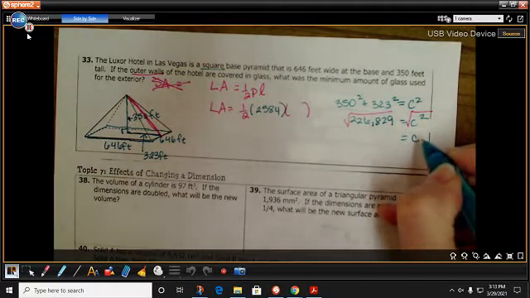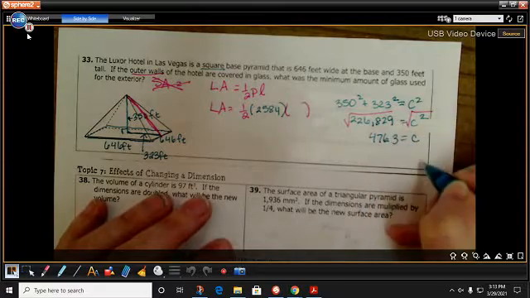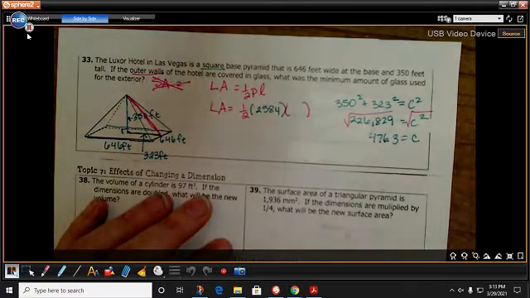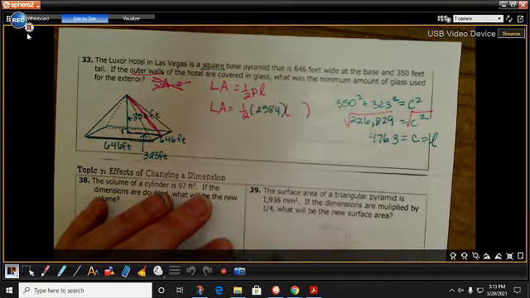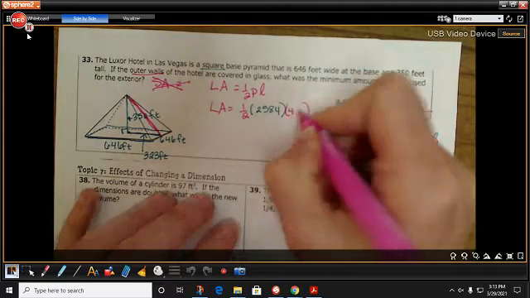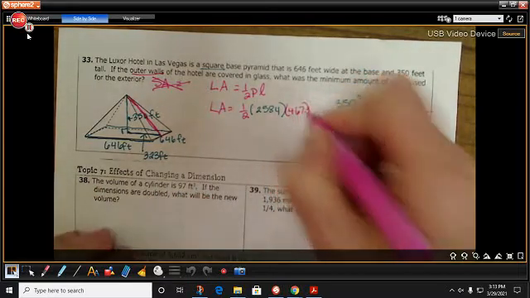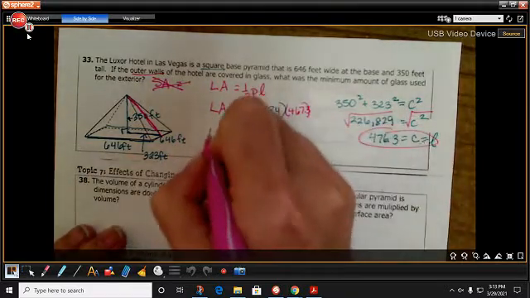And my c comes out to be something like 476.3-ish for that slant height. And so that's the slant height I need in my formula. So I'm going to come over here and go, okay, this is my slant height, so 467.3. And that's now in my lateral area formula.